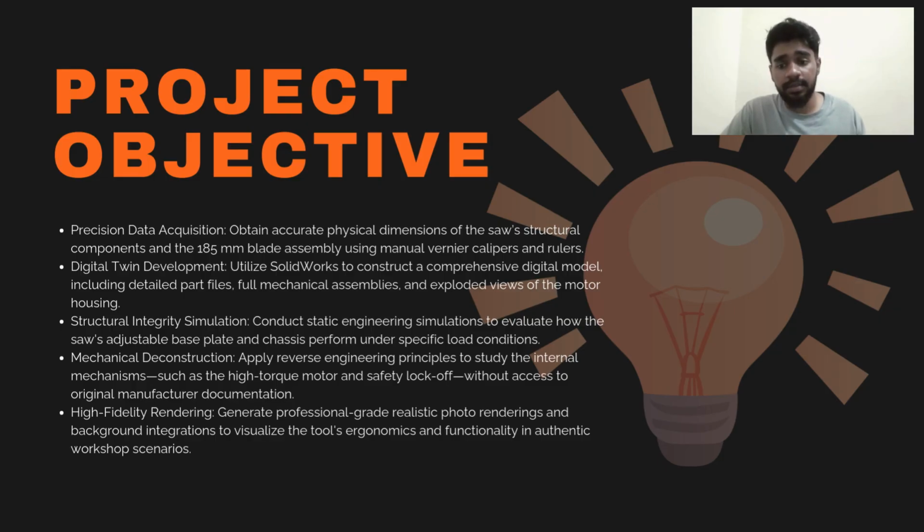First off, it's precision data acquisition. So, firstly, you have to measure the data from our product using tools such as rulers and vernier calipers to obtain the measurements so that we can reverse engineer the product. The next we'll be looking at the digital twin development, is to utilize Solidworks to construct a comprehensive digital model, including all the detailed part files, the assemblies, and exploded views of the motor housing.